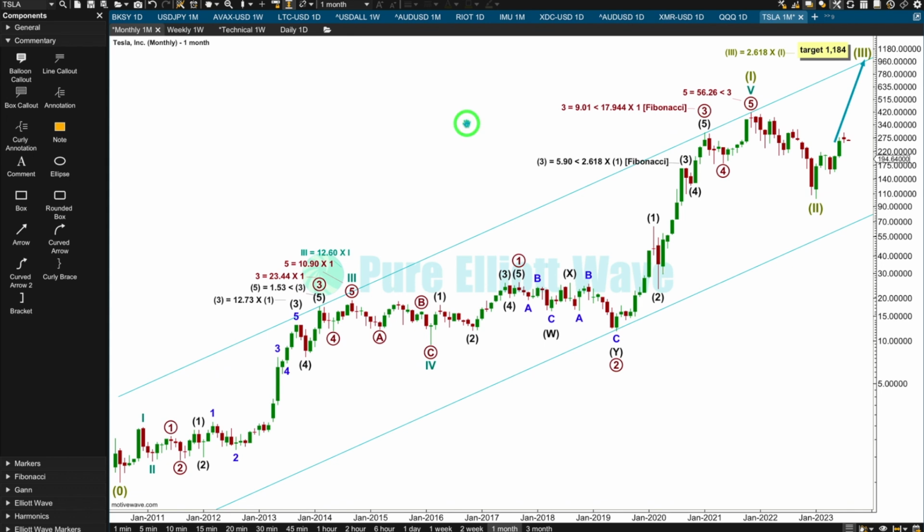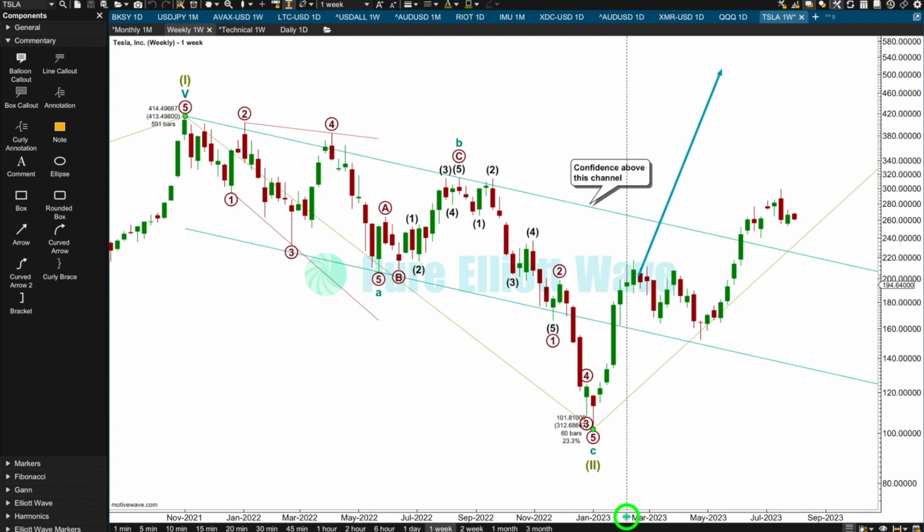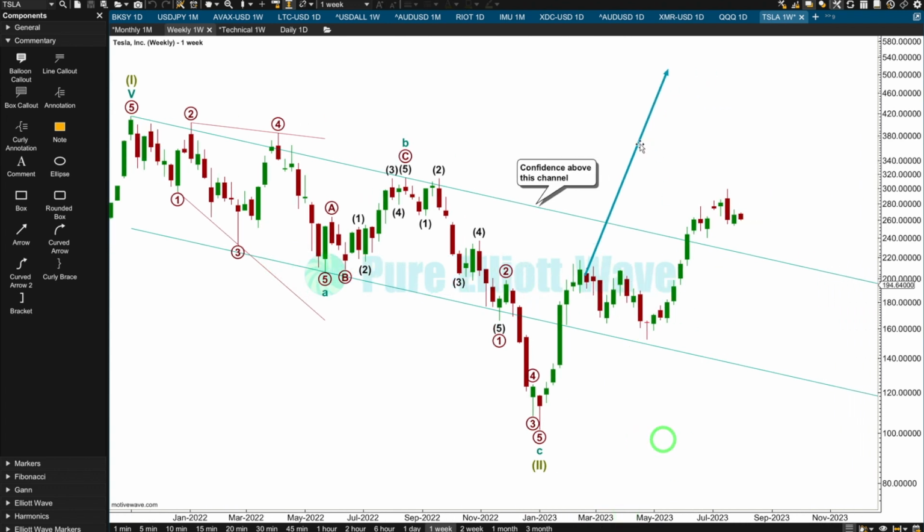So overall my wave count for Tesla is very bullish. It sees a cycle degree first wave over here, a cycle degree second wave over here, starting on the early stages of cycle wave 3, my target 1,184. So looking at the weekly chart, we're now looking at the end of cycle 2 here. Sorry, cycle 2, not super cycle, not cycle.